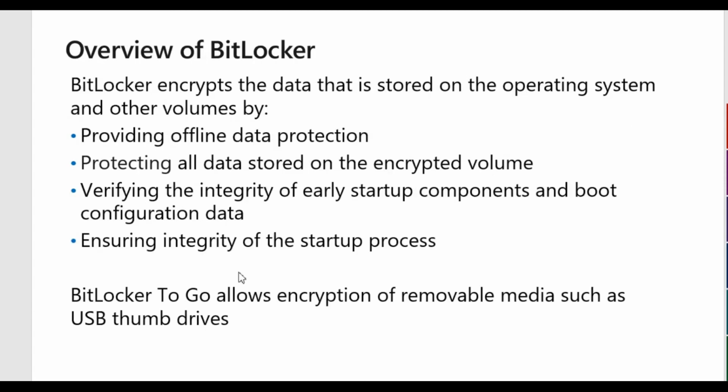Now, another thing we have is called BitLocker. BitLocker is very useful and important. With BitLocker, you can encrypt the data that is stored on the operating system and other volumes by providing offline data protection, protecting all data stored on the encrypted volumes, verifying the integrity of early startup components and boot configuration files, ensuring integrity of the startup process. So BitLocker To Go provides Windows encryption of removable media such as USB thumb drives.